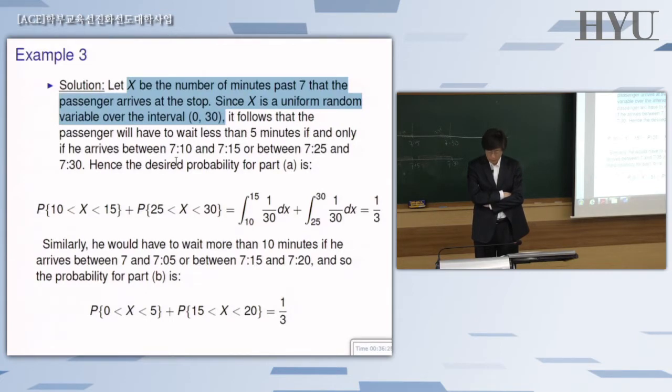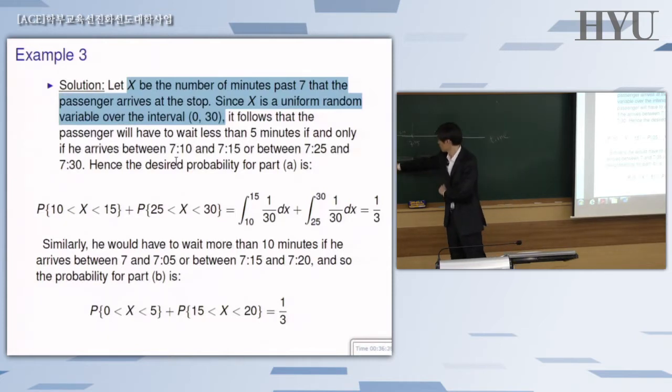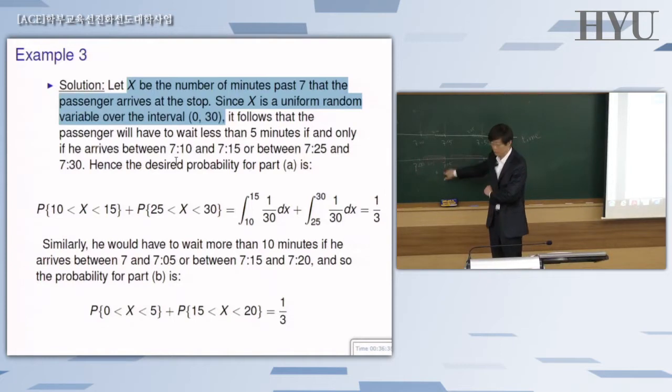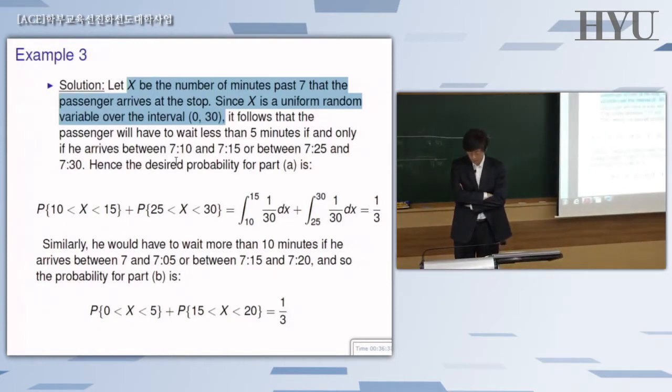And second case, either between 7 and 7:05, so right there, so you wait longer than 10 minutes, or between the 15 and 20. And similarly, you can use the fact that x is uniform between 0 and 30 and find out this probability of 1/3.